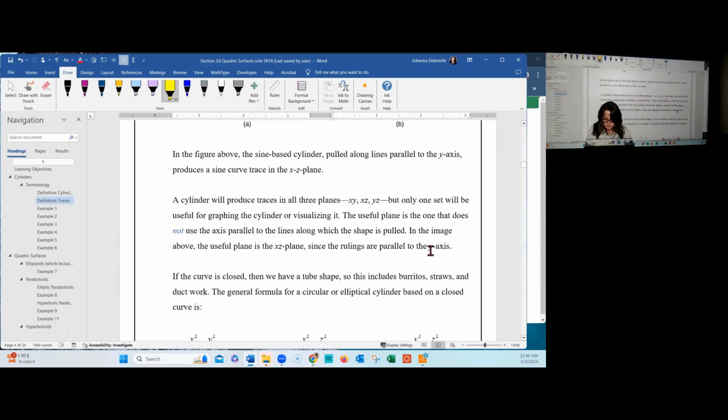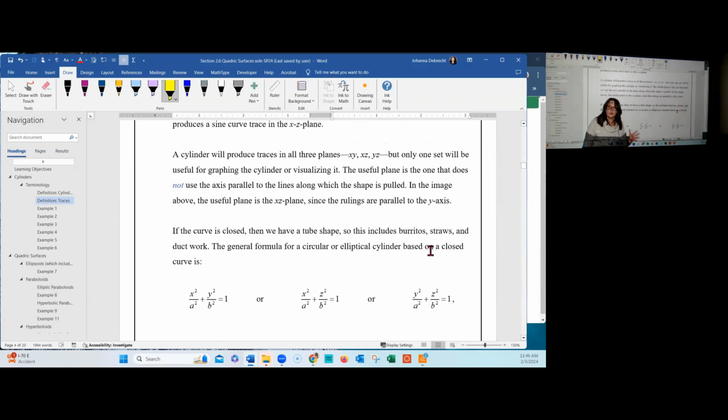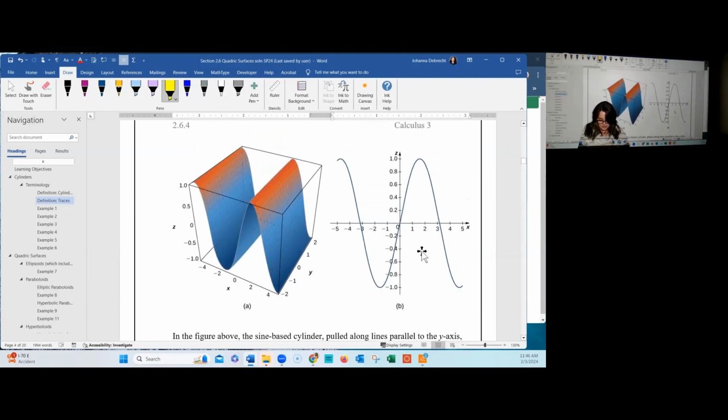So a cylinder does produce traces in all three planes, the xy, the xz, and the yz, but only one set will be useful for graphing the shape of the cylinder, and that would be the one that does not use the axis parallel to the rulings, the shape along which it's being pulled. So in this particular one, the one that we have up here, we have z equals sine of x. So this is our equation right here, z equals sine x. So let me write that down. So z equals sine of x, right?